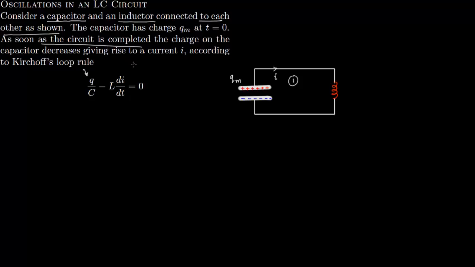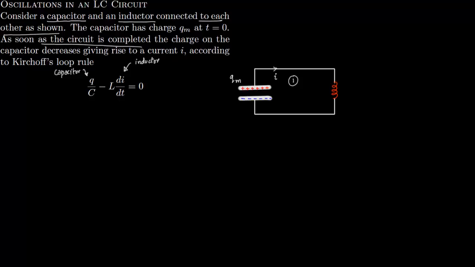And this is the back EMF produced by the coil. So this is back EMF produced by the inductor. So this is also a voltage, back EMF, and this is also a voltage which comes from the capacitor. So loop rule says that basically the sum of voltages would be 0. So this minus L di by dt comes from the inductor, and Q by C is the voltage which comes from the capacitor. So this is equal to 0.